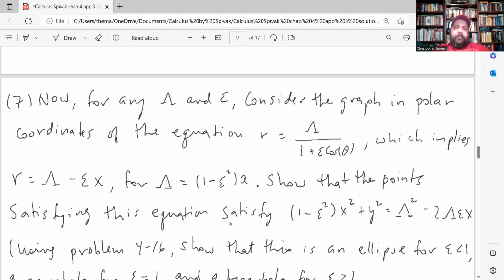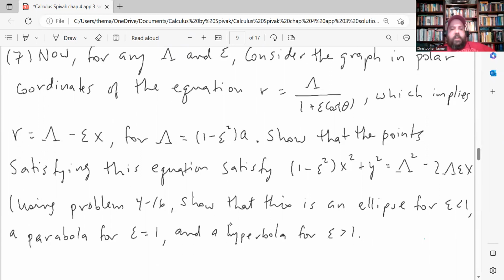Question 7. Now for any lambda and epsilon, consider the graph in polar coordinates of the equation r equals lambda over 1 plus epsilon cosine theta, which implies that r is equal to lambda minus epsilon x, for lambda equal to 1 minus epsilon squared times a. Show that the points satisfying this equation satisfy 1 minus epsilon squared times x squared plus y squared equals lambda squared minus 2 lambda epsilon x.